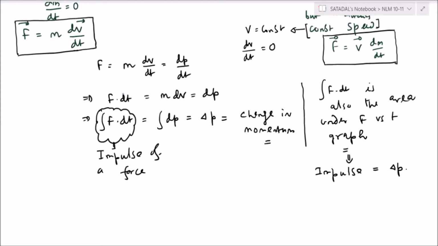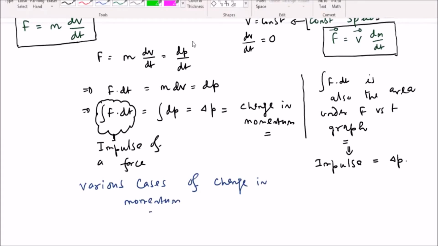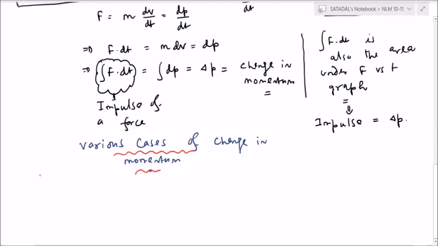All right, fine. Okay. So now, after this, let us restrict ourselves to various cases of change in momentum. So now we will see various cases of change in momentum. That will be helpful for us in solving questions. So let us go for it. So first we are going to see case 1. Okay, case 1.